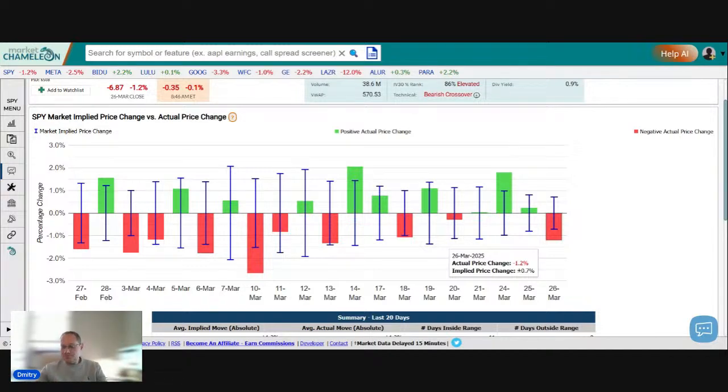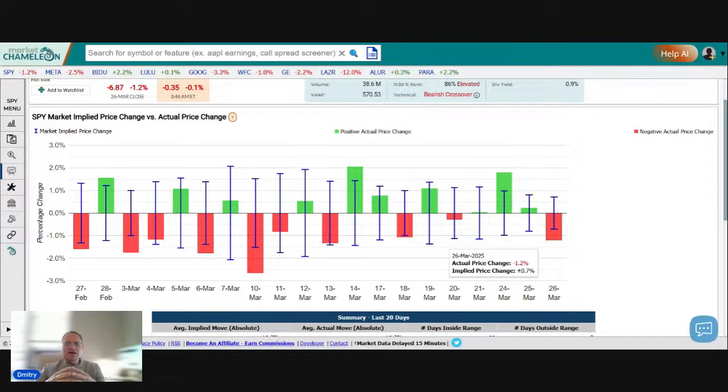So for example, here I'm hovering over it. Yesterday, the actual move was down 1.2%. The straddle, or the implied move, was 0.7%. So the stock moved 0.5% more than the range. Okay, beyond that.